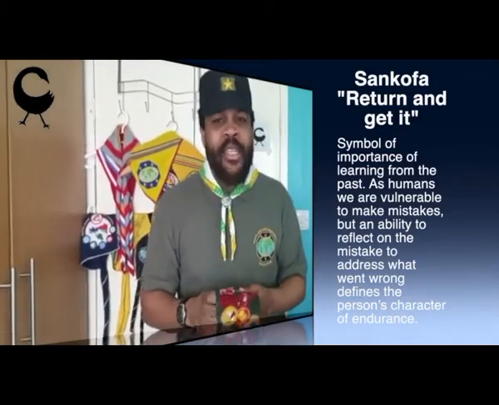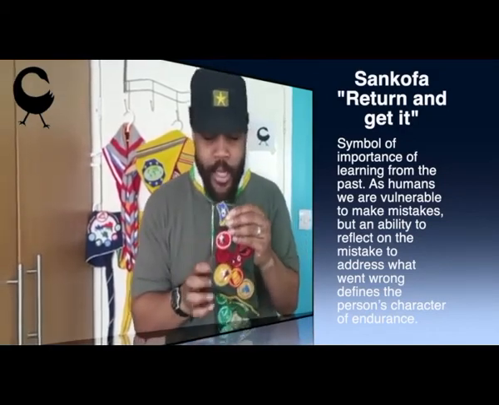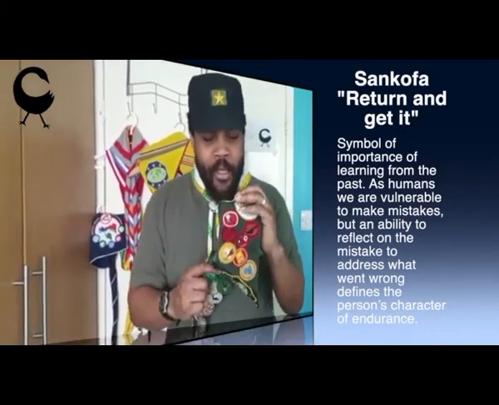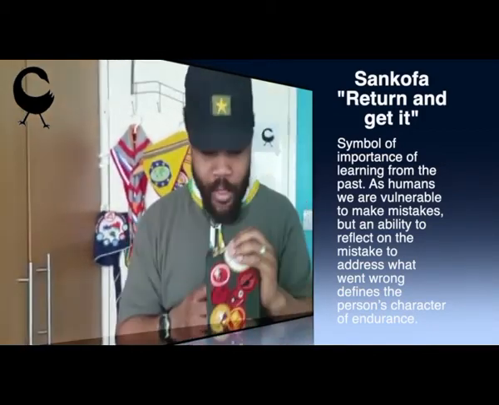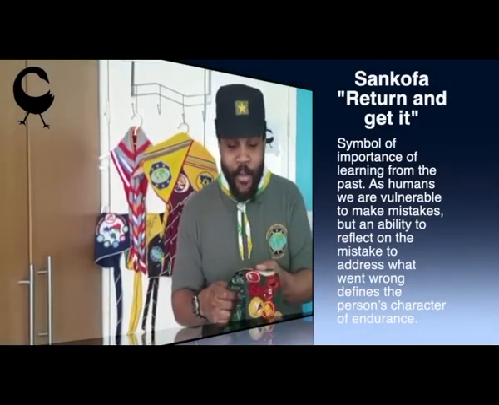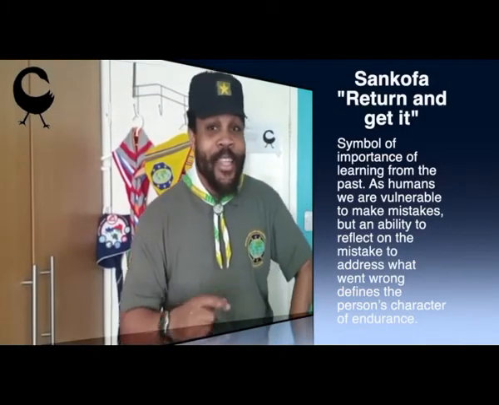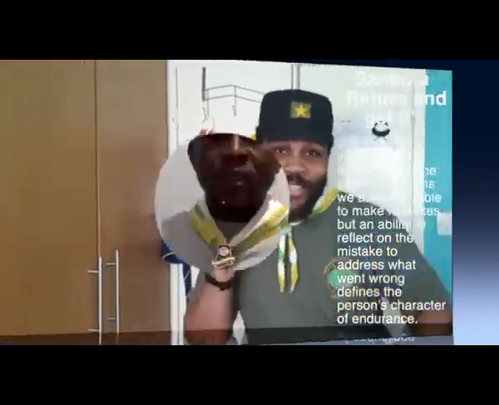It looks something like a bird, like a chicken, and it's my favorite one. As you can see, I have it here on my Pathfinder sash. Zoom in. It's on my Pathfinder sash, and it's my favorite Adinkra symbol. Looks like a chicken. Return and get it. You can see the chicken's looking backward, so you're learning from the past.